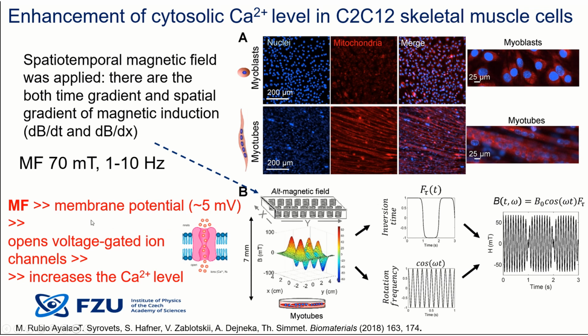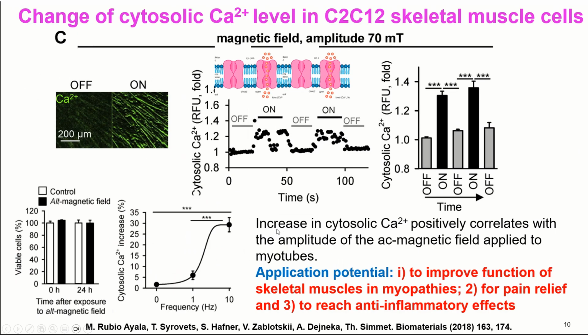The underlying mechanism is as follows. The AC magnetic field induces an electrical field in cells. This electric field alters the membrane potentials by a few millivolts. The change in the membrane potential opens voltage-gated ion channels, leading to an increase in cytosolic calcium levels. I will show you the details on the next slide.